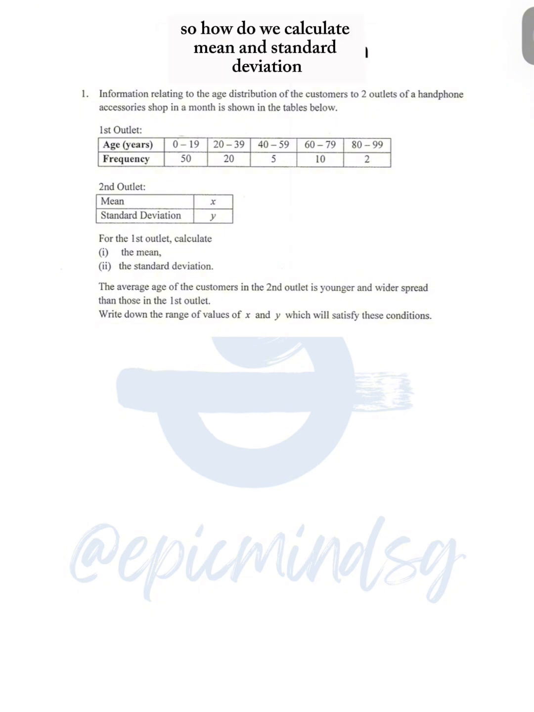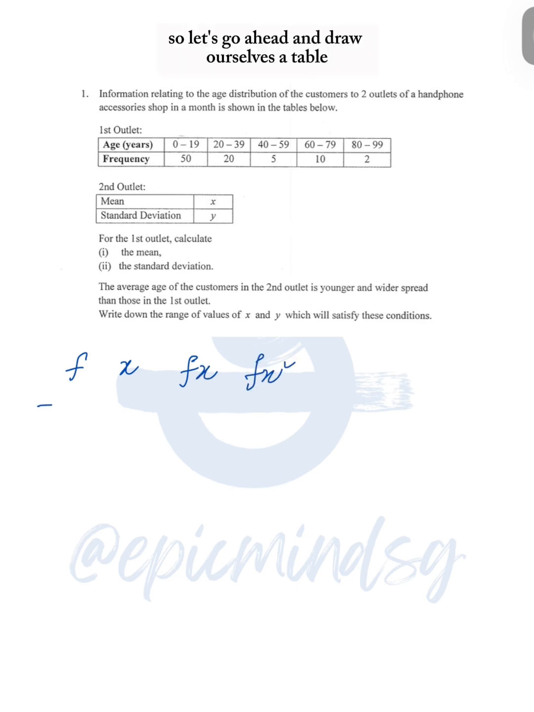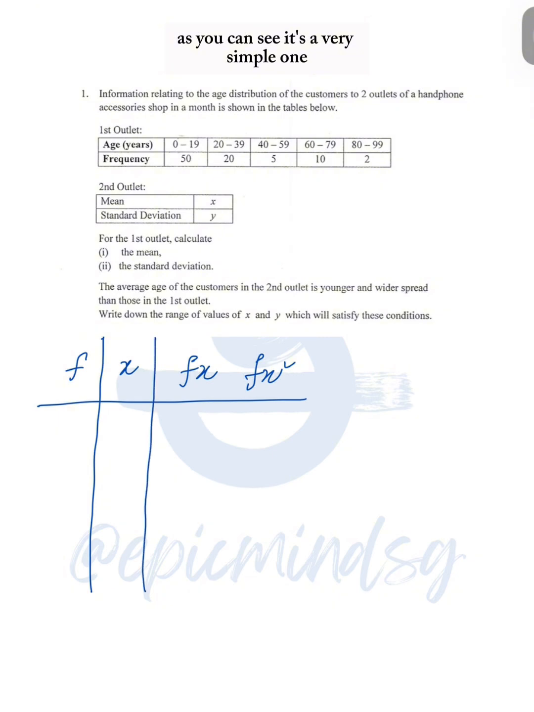So how do we calculate mean and standard deviation given this type of group data? Typically, you need to have a column for f, for x, for fx, for fx squared. So let's go ahead and draw ourselves a table. As you can see, it's a very simple one. It doesn't have to be very elaborate.